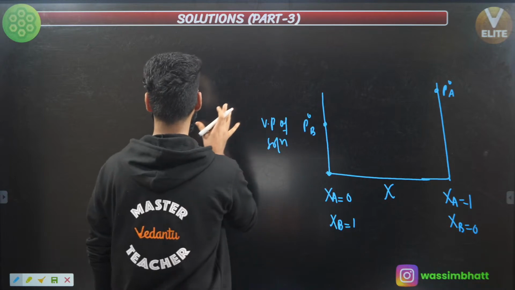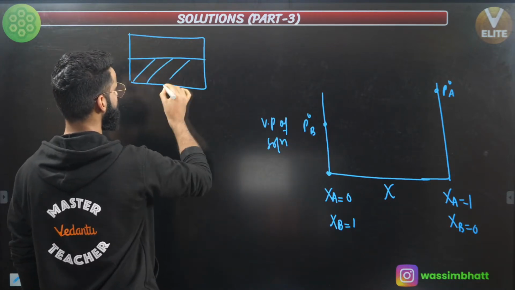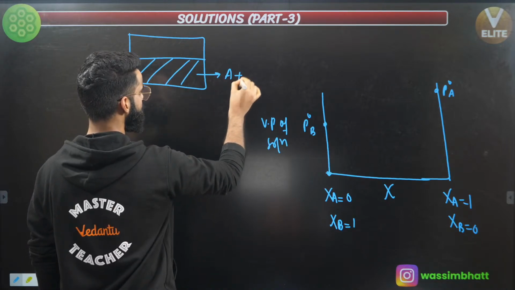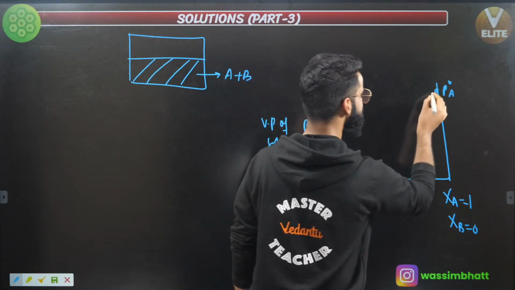Now we will understand. The solution which I got, the solution I'm talking about, is the solution of A and B, correct? If this solution was ideal, then the curve should have been like this.